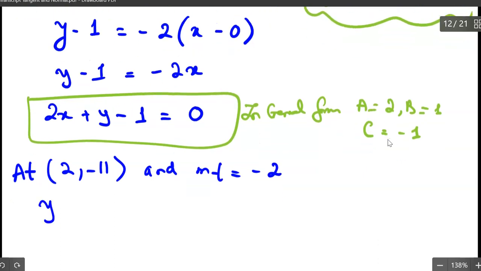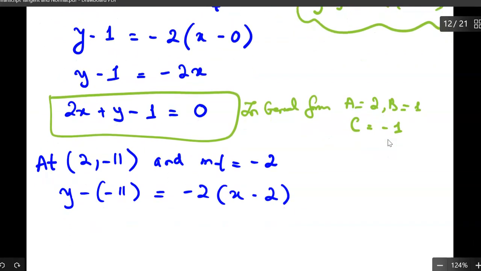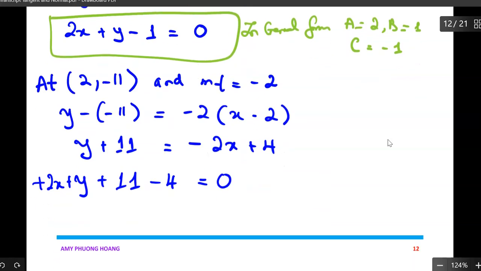Then what you do is you write y minus 11 equal to minus 2 times x minus 2, because we are using that form. So we are going to distribute the term on this side, so negative 2x plus 4. So again, you move everything over to this side of the equation. Then you should have plus 2x plus y plus 11 minus 4 is equal to 0. So in the end, your equation will be 2x plus y plus 7 equal to 0.